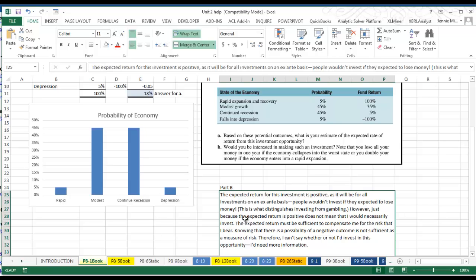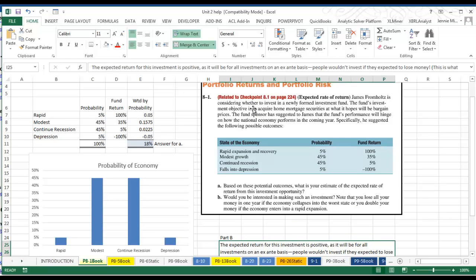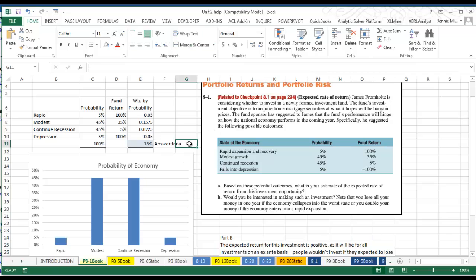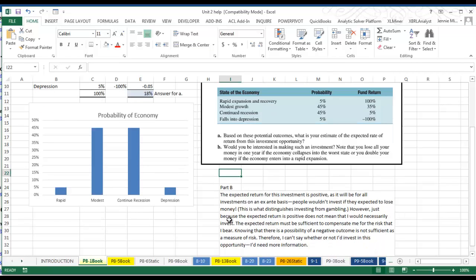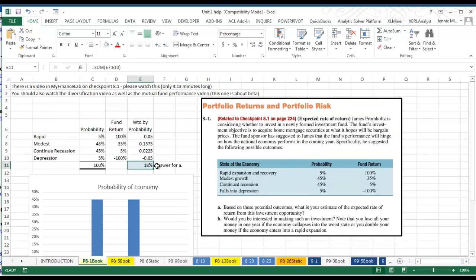The one thing that kind of bothers me when I read this problem is that they're talking about acquiring home mortgage securities at what they hope will be bargain prices. Well, if they're bargain prices, that probably means the economy is in a little bit of trouble. So I'm not sure, I would want to know more information before I would take this risk. So I just want to caution you when you calculate this. It looks like a really good return, but I'd certainly want to have more information on it.